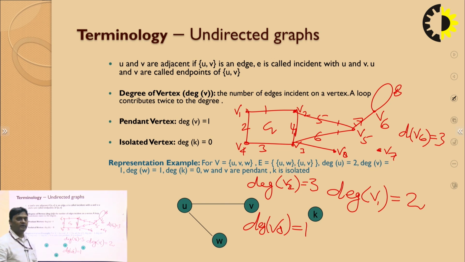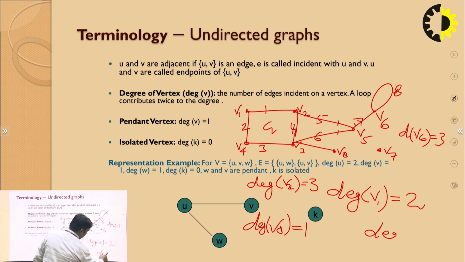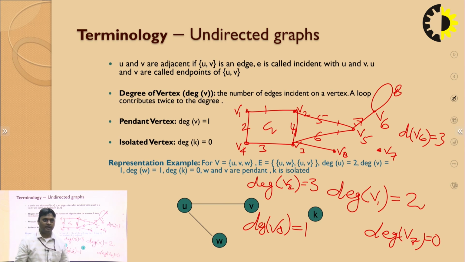And isolated vertex: whose vertex degree is 0, then it is known as isolated vertex. Here degree of V7 equal to 0, then it is known as isolated vertex, because at V7 there is no edge incident on that particular vertex V7. So degree of this vertex is 0, then whose degree is 0 is called isolated vertex.